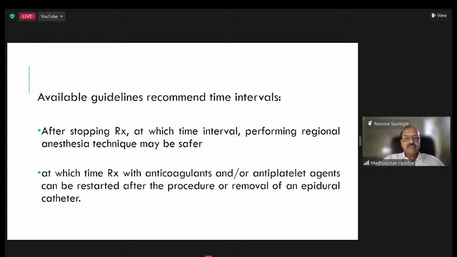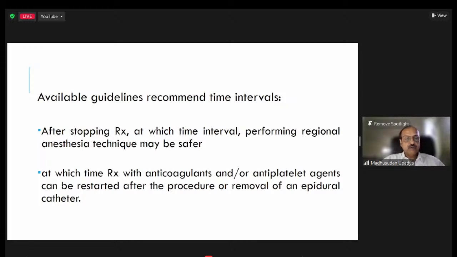Available guidelines recommend time intervals. The couple of questions which are always asked are: after stopping the treatment, at which time interval may performing a regional anesthesia technique be safer? Obviously, that is what you have to ask yourself, and then seek answers whenever your patient is on anticoagulants or fibrinolytics. And at which time can treatment with anticoagulants and or antiplatelet drugs be restarted after the procedure or removal of an epidural catheter? Or still worse, can the anticoagulants be restarted when the epidural catheter is still in situ? We will seek answers as we go by, over the next maybe 40 minutes.